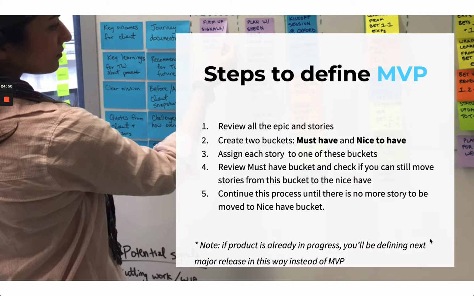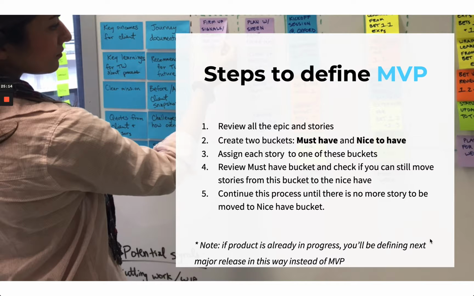So first of all, you bring the whole team who needs to be the team into the room, and you start reviewing all the epics and stories which we showed you in the last session. Then you basically create two different buckets. One is called must-have, one is called nice-to-have. And you start one by one, each story, to assign them to one of these buckets.